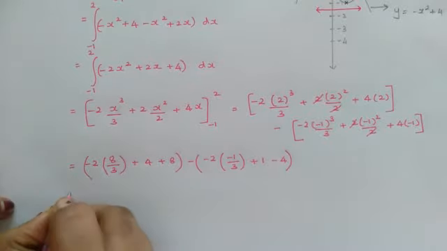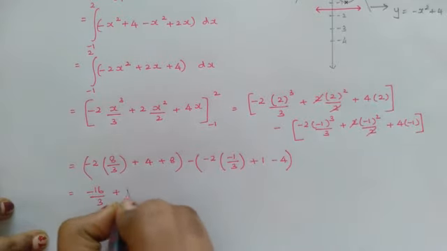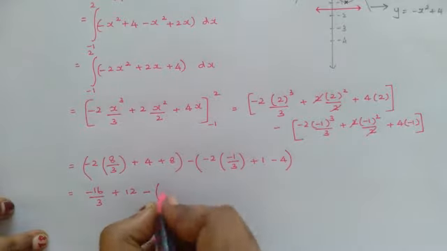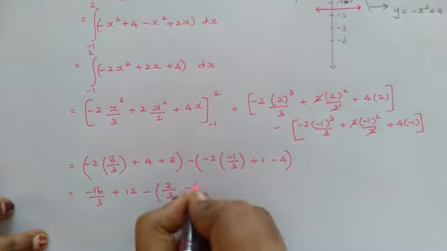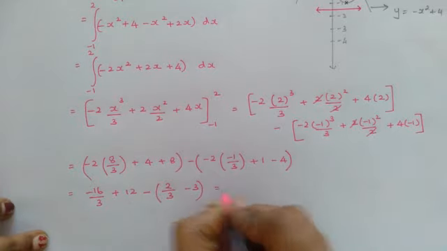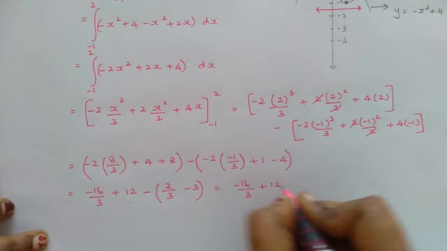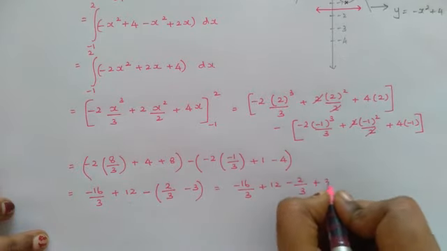Again, this can be simplified. This is 2 into 8, 16. Minus 16 by 3 plus 8 plus 4 is 12. Minus into minus becomes plus. So this is 2 by 3 minus 3. Let's take the negative sign inside. This is minus 16 by 3 plus 12 minus 2 by 3. Minus of minus 3 is plus 3.